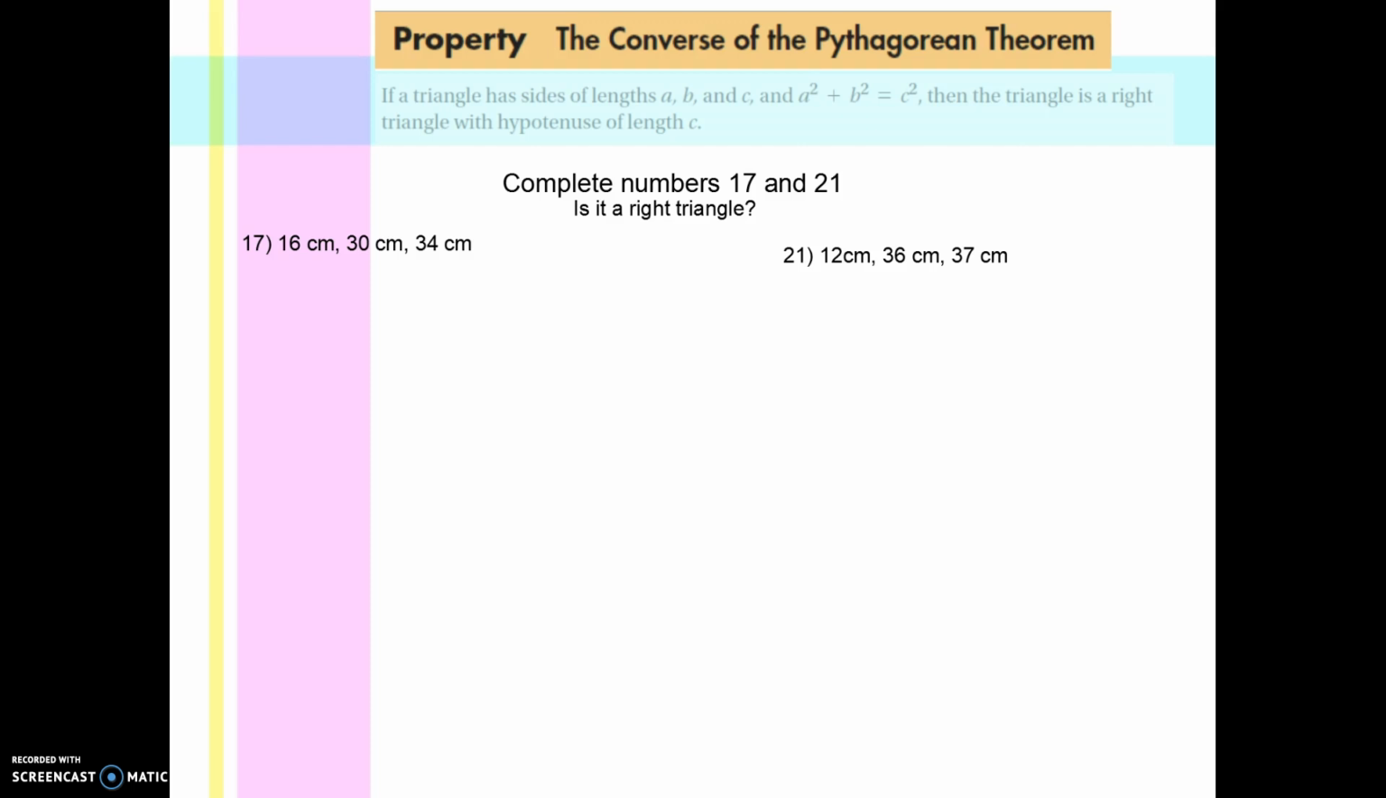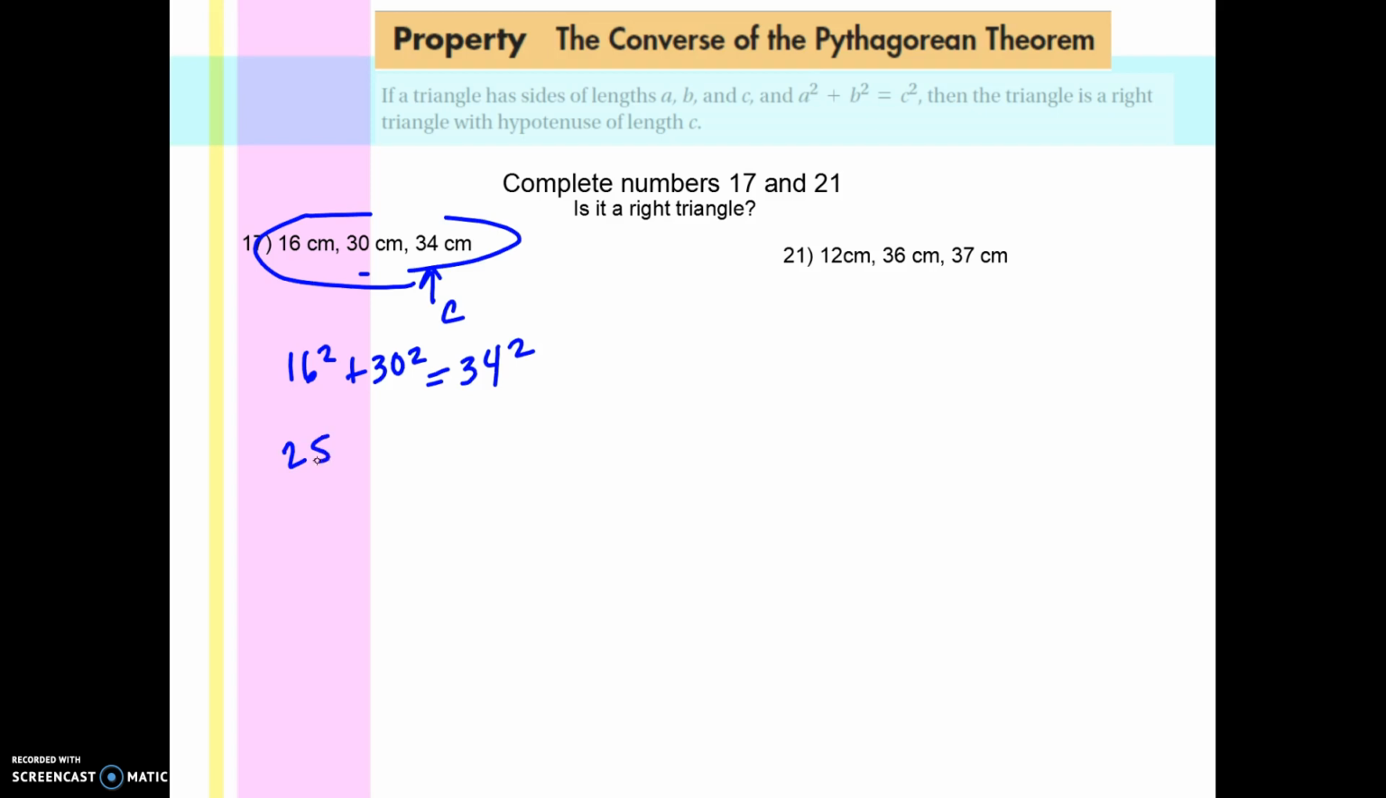So the converse of the Pythagorean theorem is trying to figure out if these side lengths would be a right triangle or not. So you would have to take the side lengths that you're given and plug them into the Pythagorean theorem. Obviously, my c is going to be my longest side because it's the hypotenuse. So I plug these in. 16 squared plus 30 squared equals 34 squared. And then I solve it.